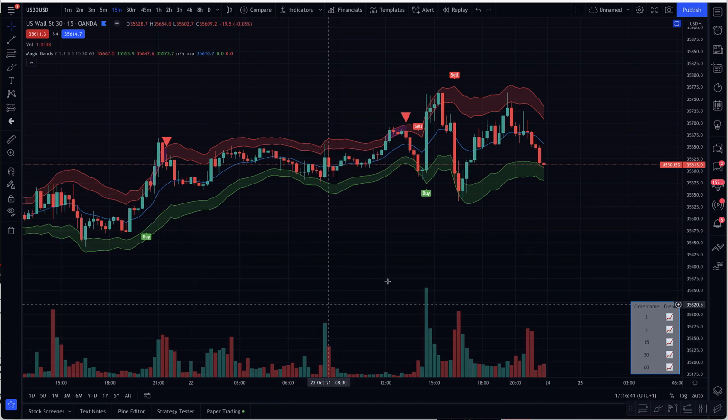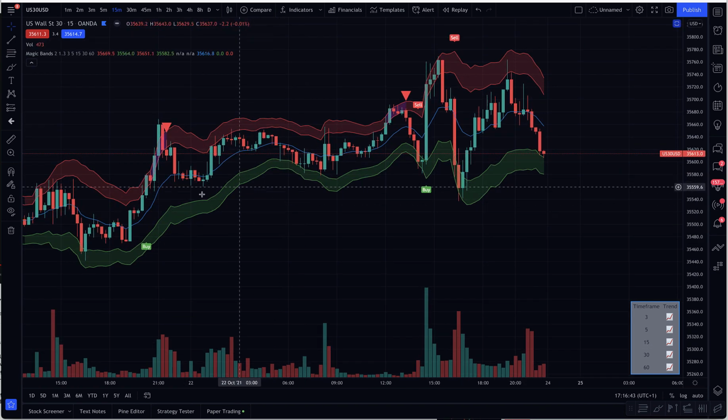First of all, this indicator has 2 bands and also this middle blue line. We have signals like triangles and also these buy and sell signals. We also have a dashboard here which tells us the current trend. We can see on 3 minutes we are going up, 5 minutes we're going up, it's an uptrend, 15 minutes also an uptrend. So when we have an uptrend, in this case, we will be looking to open long positions, of course.